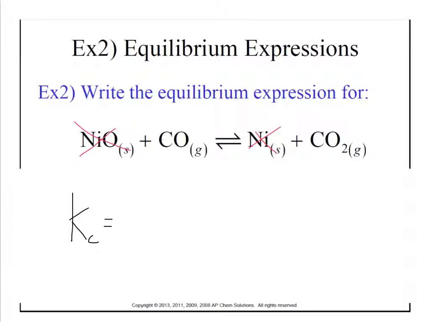And so then Kc is equal to the products, so the concentration of CO2, divided by the concentration of CO. We just leave the solids out, not part of the calculation. Now, keep in mind, it does not mean that the nickel oxide and the nickel don't matter. They do play a role here. If they weren't there, this reaction would not occur. However, they do not play a role in our equilibrium expression, simply because their concentration will not change.